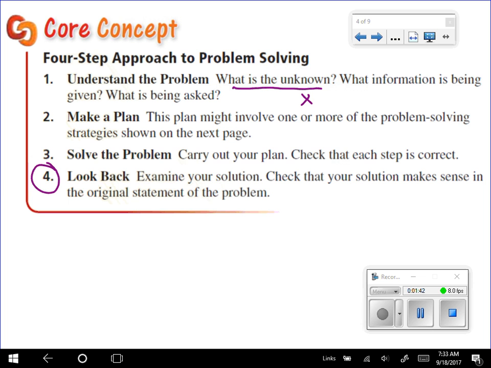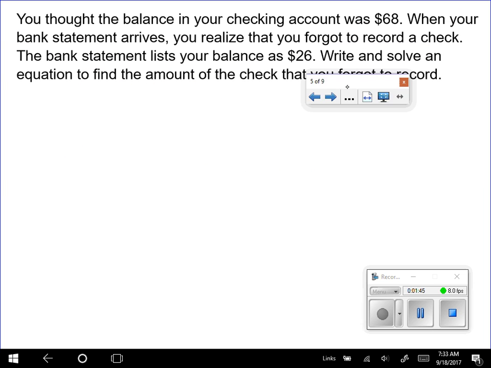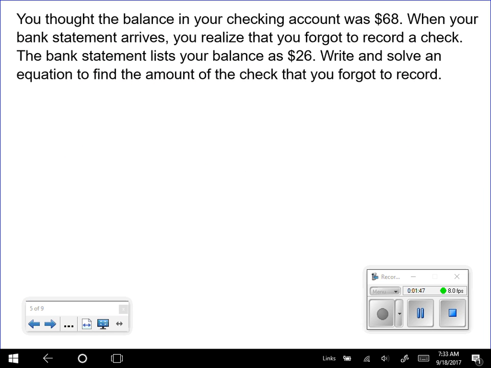So let's jump in with an example here. It says, you thought the balance in your checking account was $68. When your bank statement arrives, okay, some of you might not know what a bank statement is, but every month your bank would send you out a statement. You realize you forgot to record a check. You also might not realize writing a check, you have to kind of track that. But the bank statement lists your balance as $26. So it says, write and solve an equation to find the amount of the check that you forgot to record.